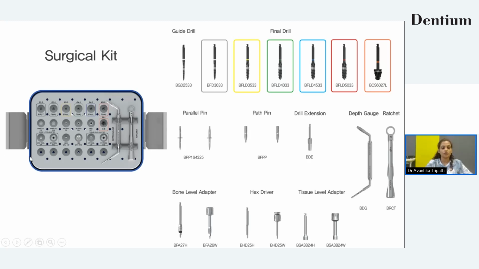So the best part with the surgical kit is, first, all the drills are Lindemann, which does very good, very precise cutting. And the second benefit of this kit is that both types of implants, bone level and tissue level, can be placed with the help of the same kit.